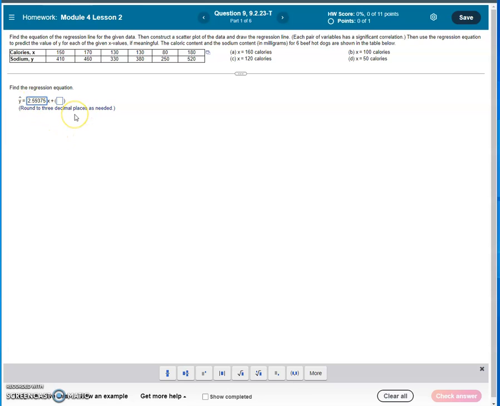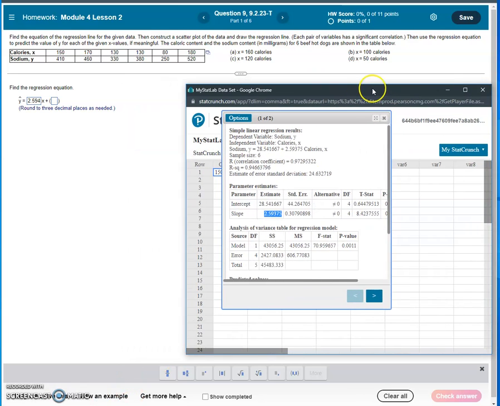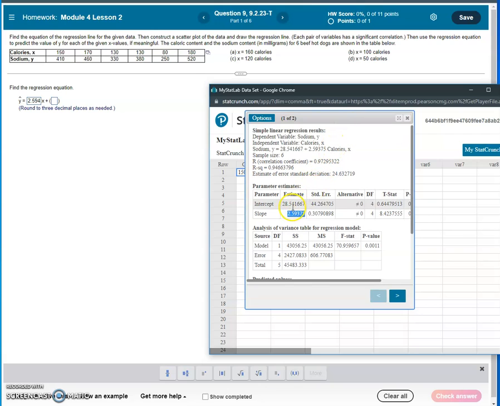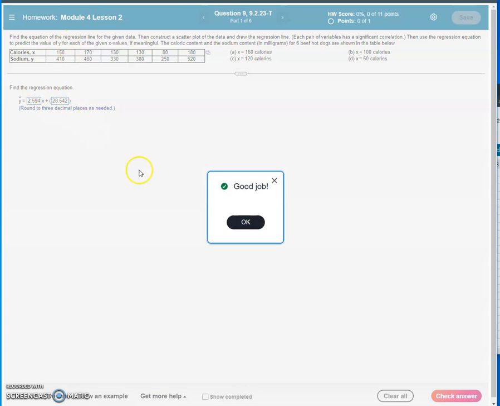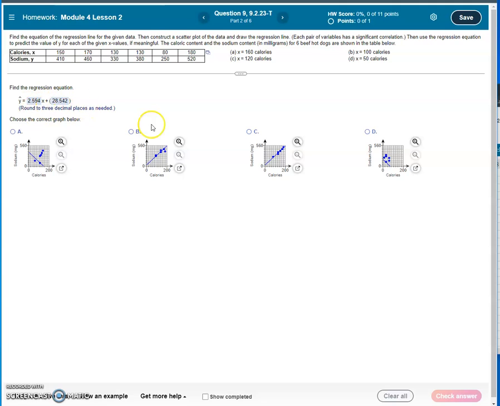All right, 3 decimal places. That's going to change the 3 to a 4. And then the intercept is 28.542. Okay. All right, so that's the equation of our line, and we have to find the graph of it.